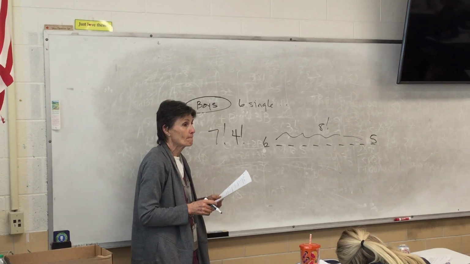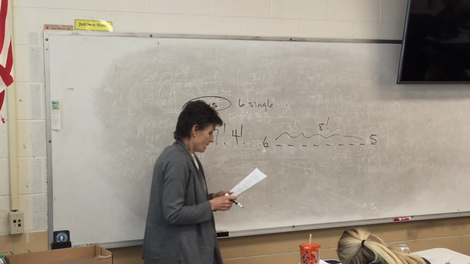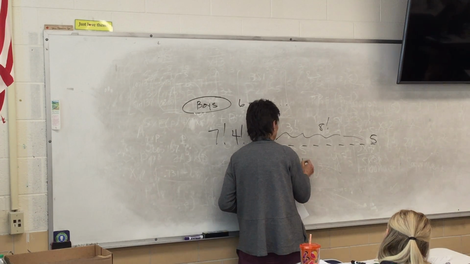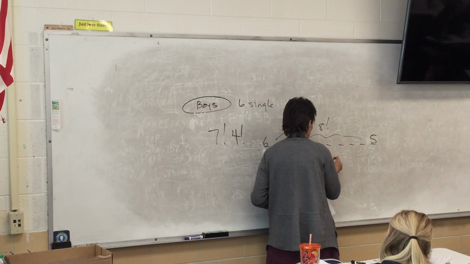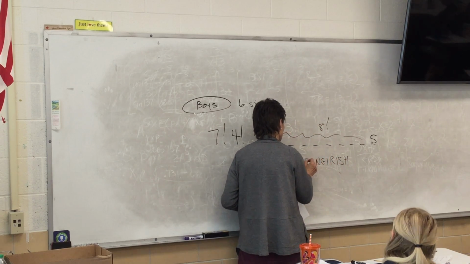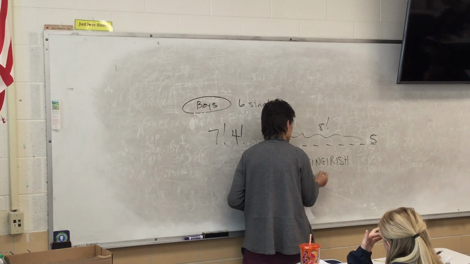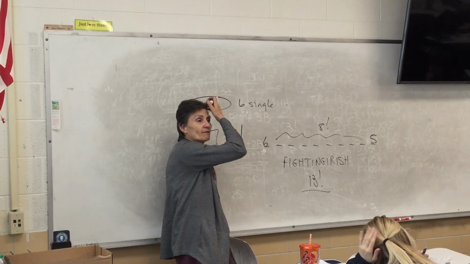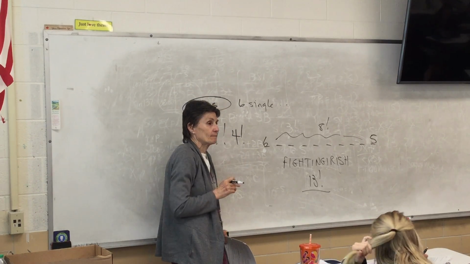Emma? Could you do number 2? Fighting Irish? Okay, well the first thing I have to do is what? Count the letters. So 1, 2, 3, 4, 5, 6, 7, 8, 9, 10, 11, 12, 13. You get 13? So I'm going to start with 13 factorial. That's the beginning of everything.